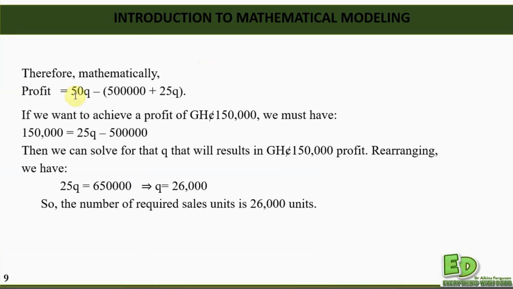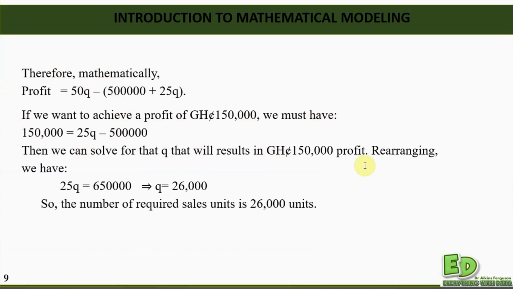So here we just find this using a mathematical expression. So profit is equal to 50Q minus this, right? We want to achieve a profit of 150,000. We must have 150,000, which is the profit, being equal to this. And that will give us the quantity or the sales unit. Then we can solve for Q that results in 150,000 profits.